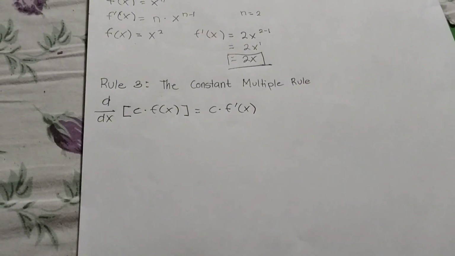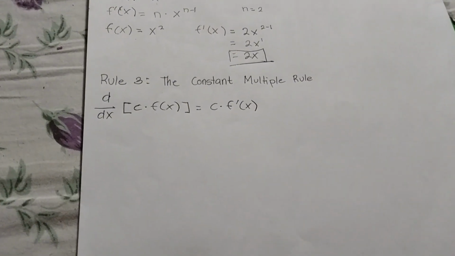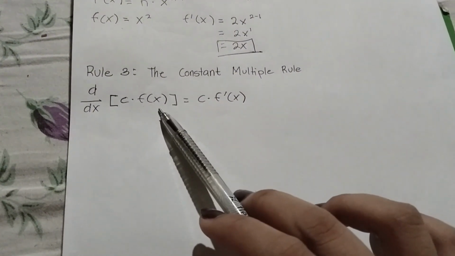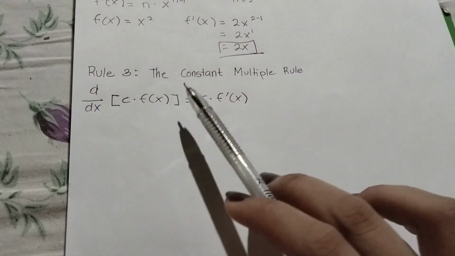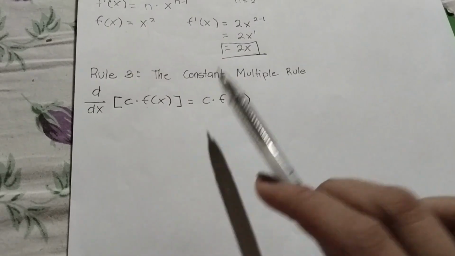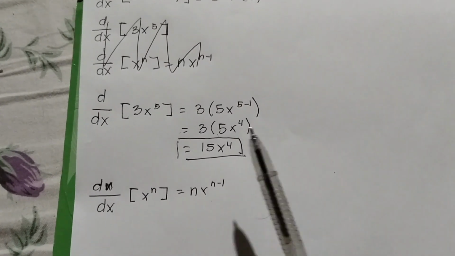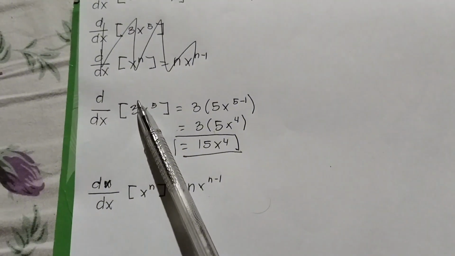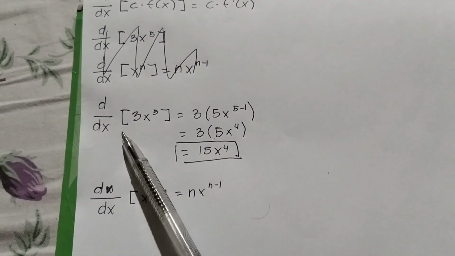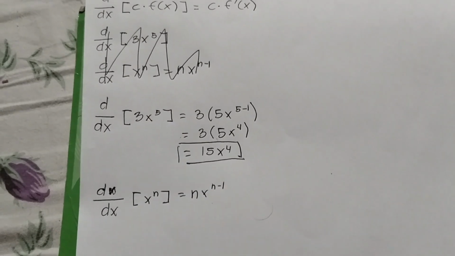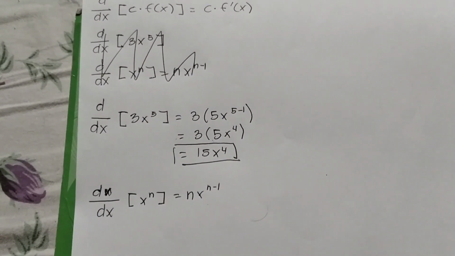Next is rule 3, the constant multiple rule. The derivative of a constant times a function is equal to the constant times the derivative of the function. All you need to do is find the derivative and multiply it by that constant. For example, let's say we want to differentiate 3x to the fifth power. The constant is 3, and the function of x is x to the fifth. Now you can differentiate x to the fifth using the power rule.